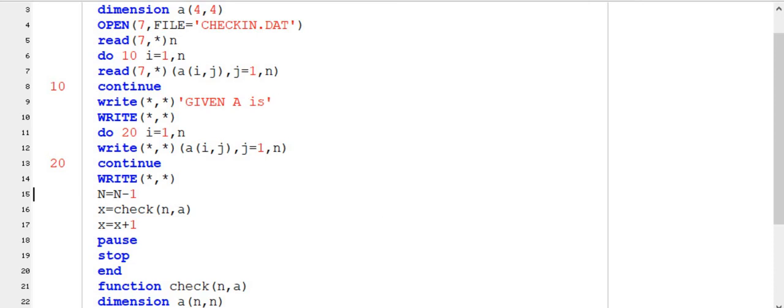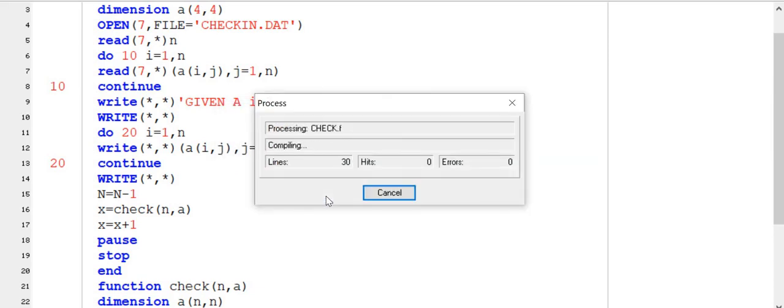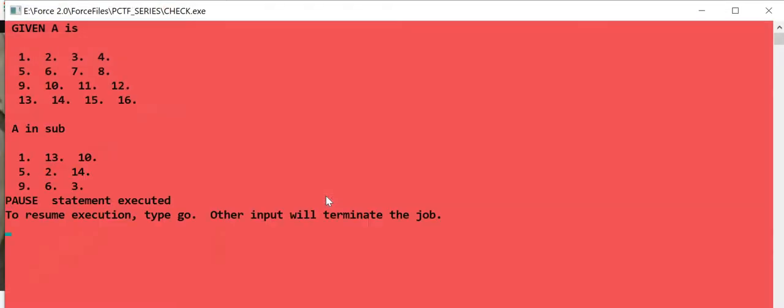So let me compile and run. Let me compile it first, and then I will run. It will again read the same input set from the same file, the same matrix or array, but now when it gives you back in the subroutine, it gives 1, 5, 9, 1, 5, 9, and then 13, 13, and then 2, 6, 10, then 2, 6, 10, and then 14 and 3. So 14 and 3.